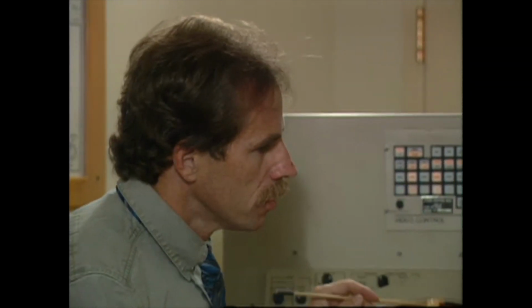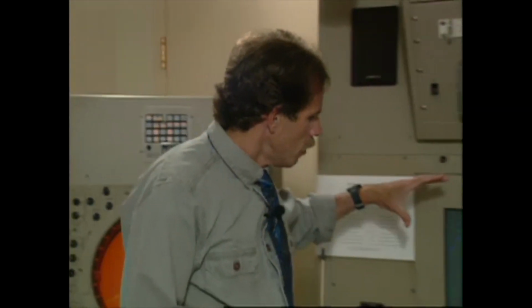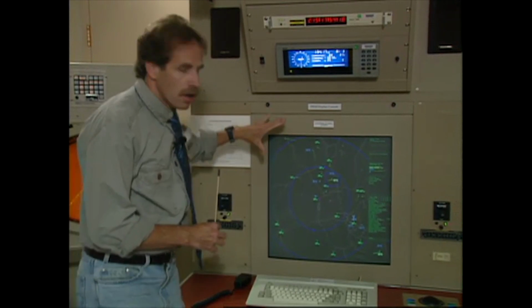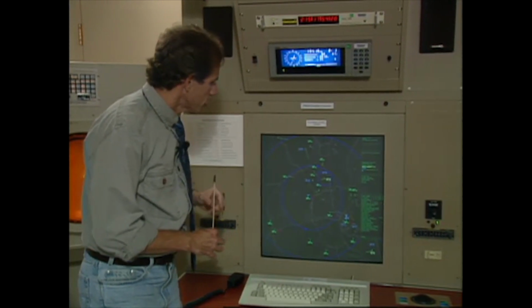Now, this simple radar screen just shows the primary returns from the targets. And if we look over here, there's a more modern display, in fact, this is a research display, showing some of the other information the air traffic controllers get.